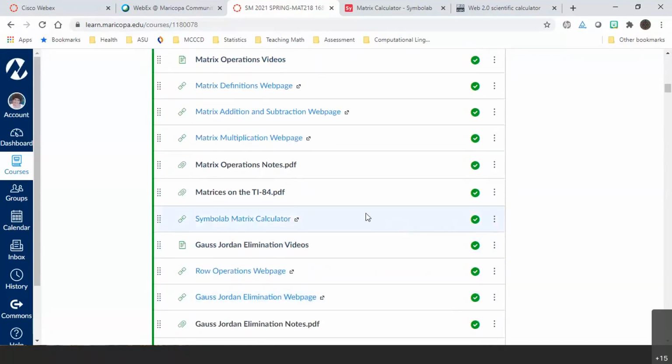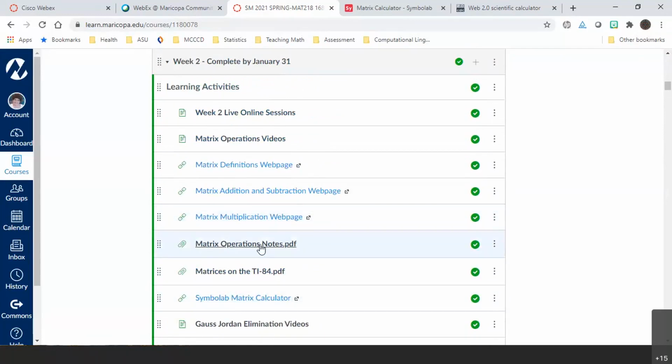So I'm going to begin by opening these matrix operations notes. And as I mentioned to you before, it takes me a bit to get this working on my tablet. So please be patient while I get this working.